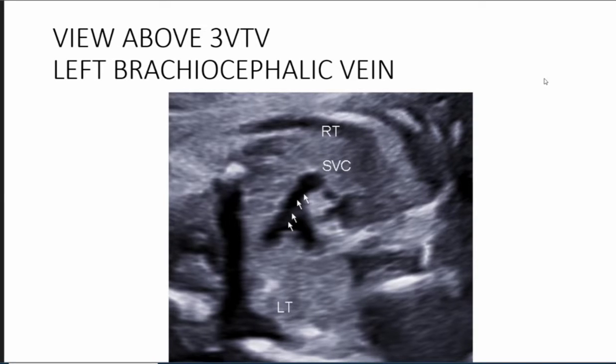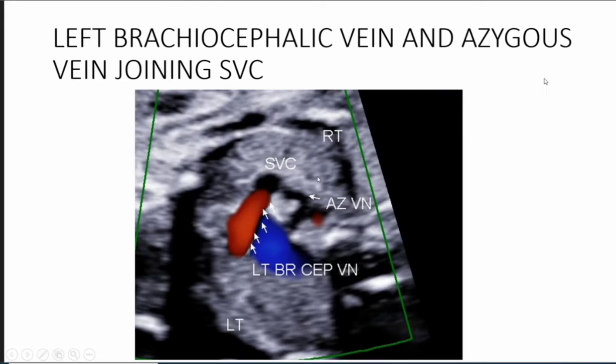For those who know all what I have said, above the three-vessel tracheal view, we have the brachiocephalic view, where the left brachiocephalic vein crosses to the right and enters the superior vena cava. And also here we have the azygous vein entering into the superior vena cava. So above the three-vessel tracheal view, you have the venous views, where we have the left brachiocephalic crossing into the right side and going into SVC in a transverse plane, and the azygous vein crossing from the posterior mediastinum into the anterior mediastinum and joining the SVC. So the SVC will receive the brachiocephalic vein and azygous vein in this view.